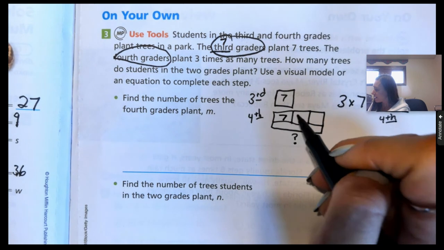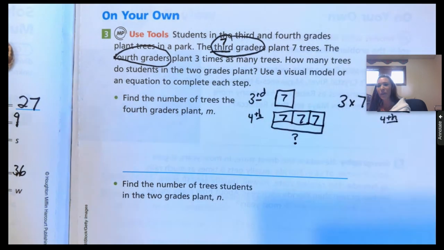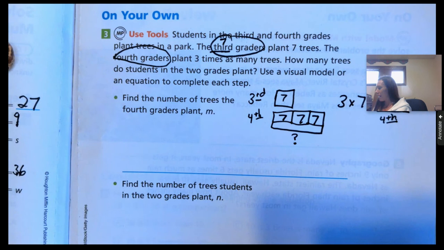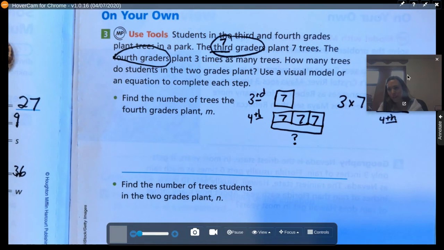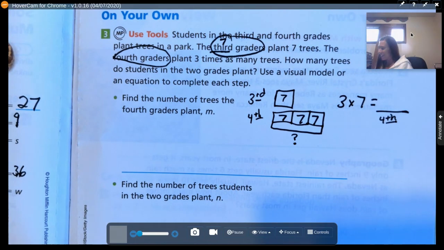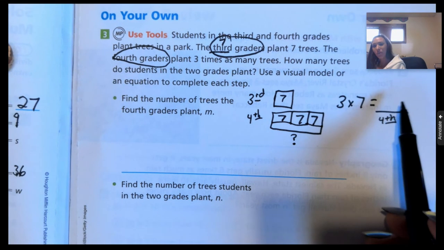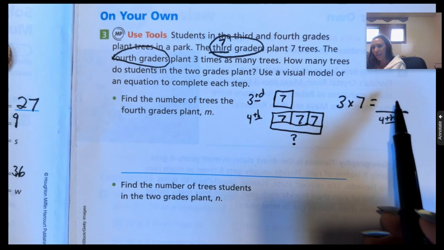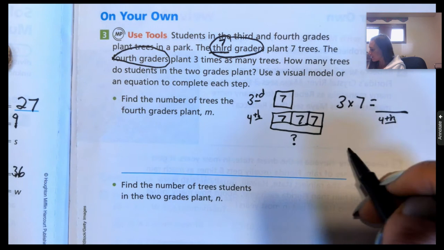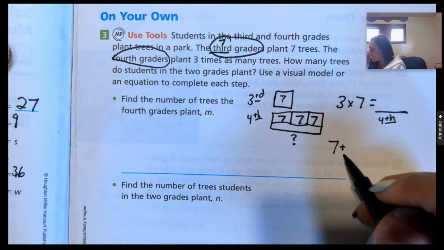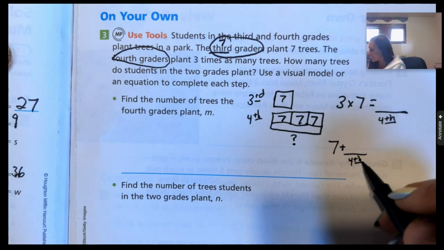So you're going to use repeated addition. Then once you, let me show you, my picture's in the way. Once you find out how many 4th graders there are, then you'll be able to take the 3rd graders, which are 7, plus the 4th graders to find out what the total is.